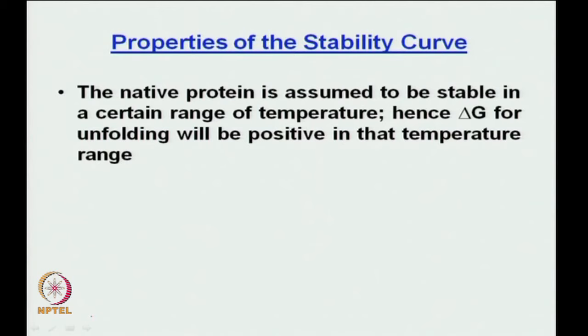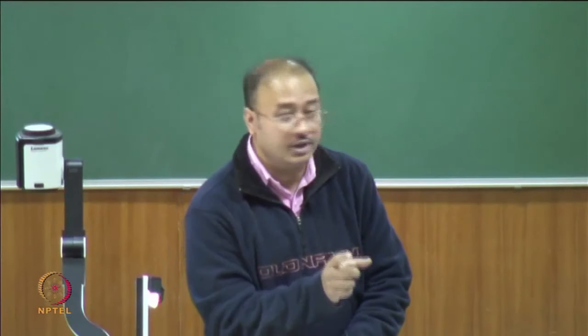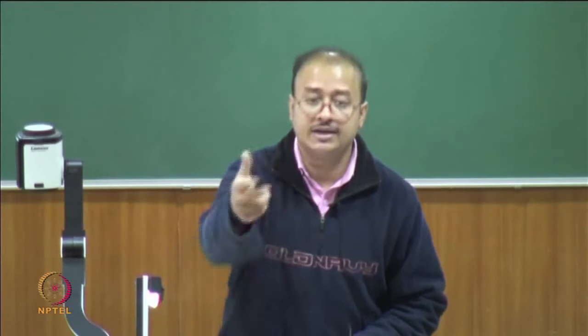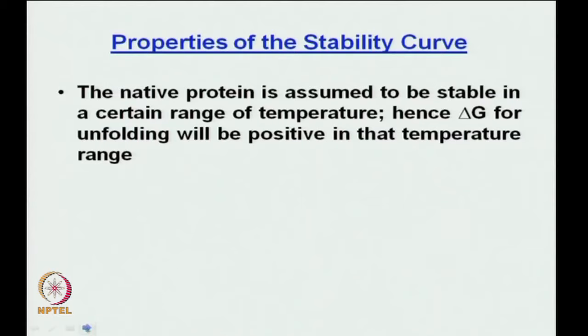One of the assumptions was that the native protein is assumed to be stable in a certain range of temperature. Hence, delta G for unfolding will be positive in that temperature range, because we are assuming that the folded state is more stable, and if you are trying to unfold it, you are doing a process which is non spontaneous, and hence delta G has to be positive.